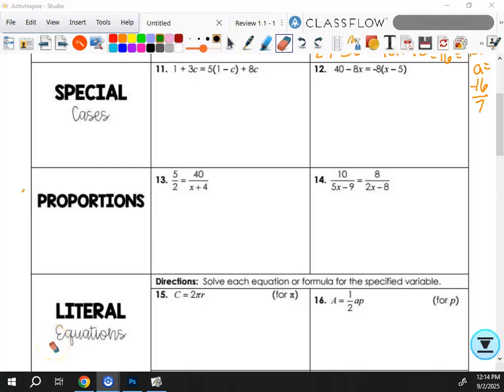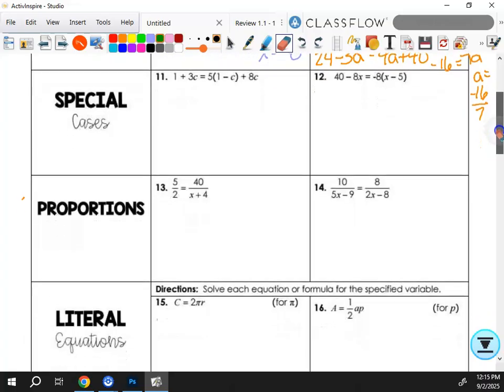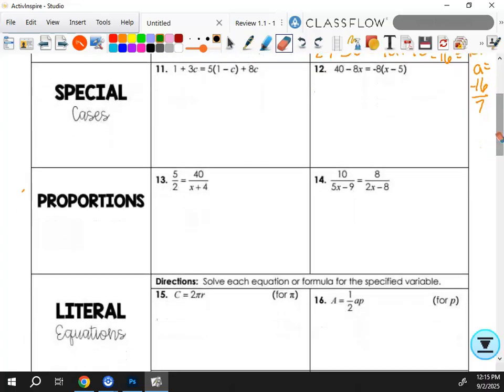All right, so special cases. Now remember, things won't actually be labeled like this when this stuff comes up. We're going to start 11. I mean, we don't know it's a special case when we start, so we start it just like everything else. What would be the first thing you would do? What would we do on 11 first?